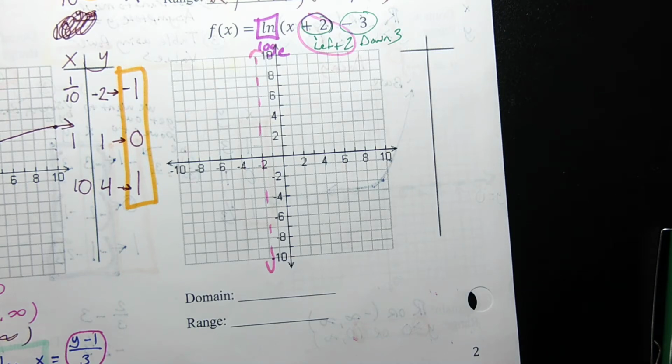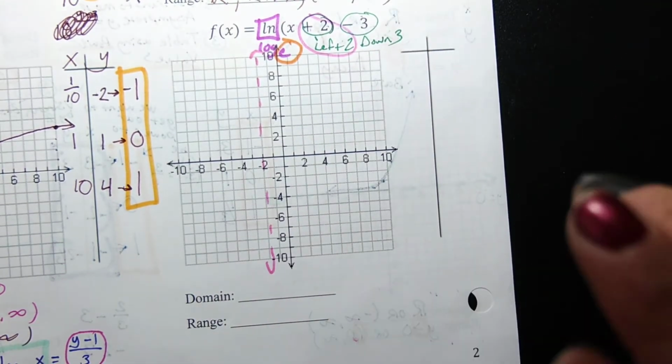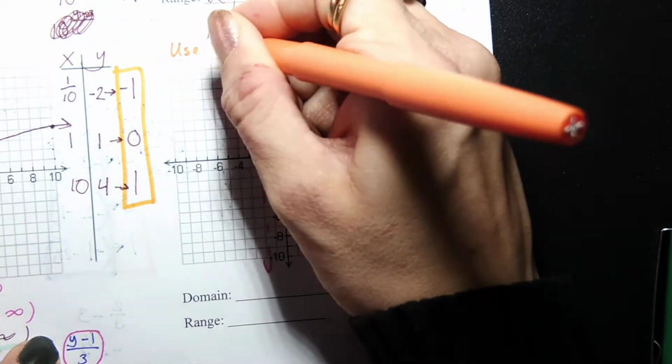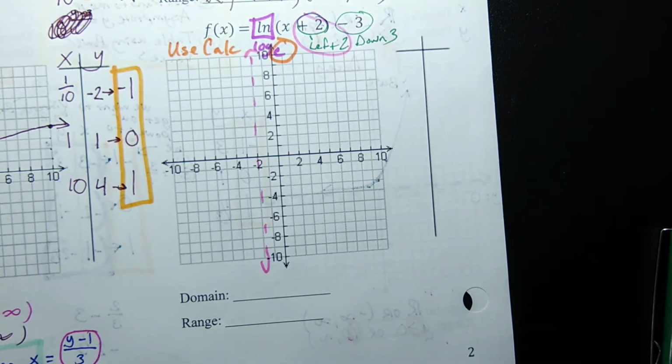I also want you to put in a note by this one that says use your calculator. Anytime you have base e, whether in a regular exponential or a natural log function, you will always need to use your calculator to figure out what that yucky little irrational constant will give you as a decimal.